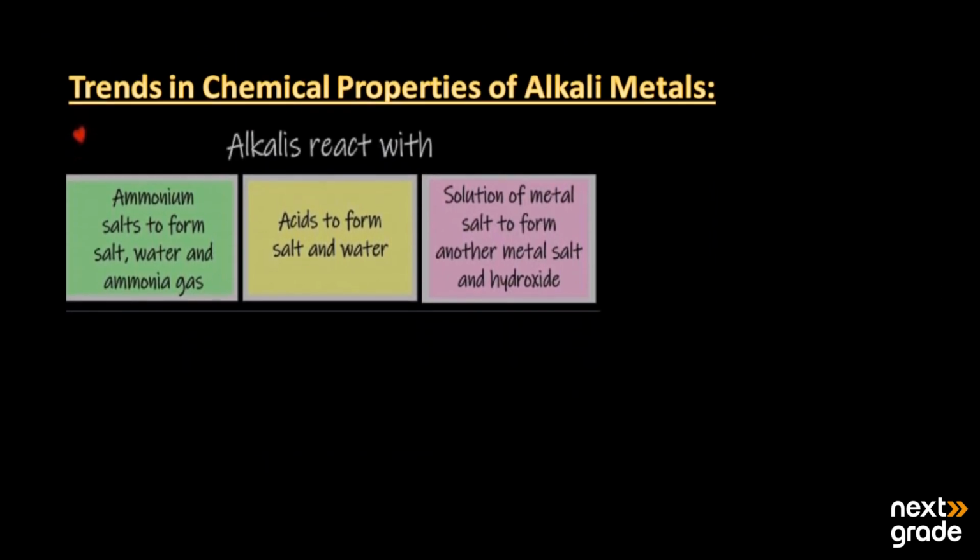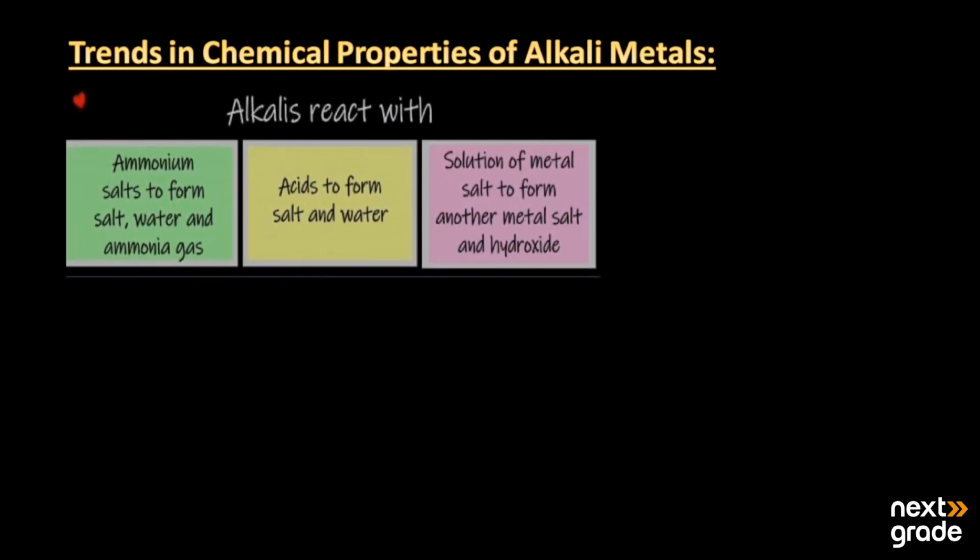After that, we have the trends in the chemical properties of the alkali metals. Basically, they react with ammonium salts and form three types of products: the first is salt, then water, and ammonia gas. On the other hand, they react with acids and form salt and water. The third property is that they react with metal salts and form another metal salt and also hydroxides. So this is the simple trend in the chemical properties of the alkali metals, that they react with different substances.